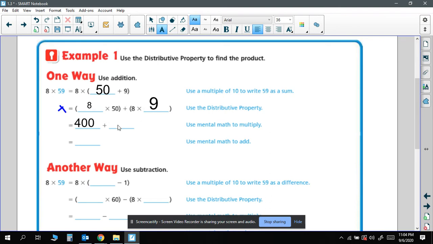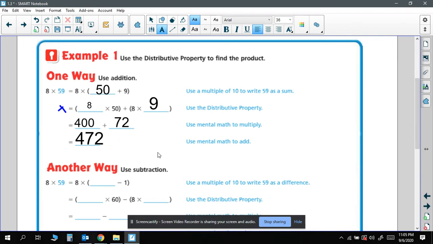And then 8 times 9, that's a basic math fact, so you should know your basic math facts by now. If you don't, I suggest you really practice them and get to know them, because as you get older, you are going to struggle with math if you don't know your basic math facts. So now we take that 400 and we take 72 and we add them together, and you'd get 472. There we go. Okay. So what we did is we broke it down so that it would make it easier for us to mentally do this in our heads.